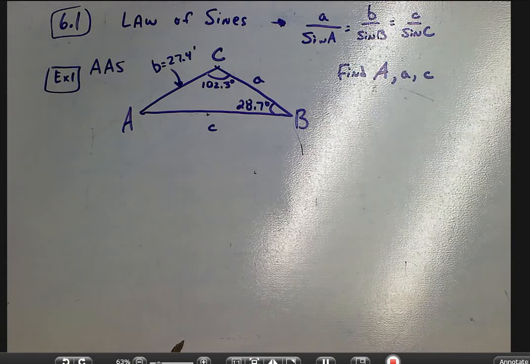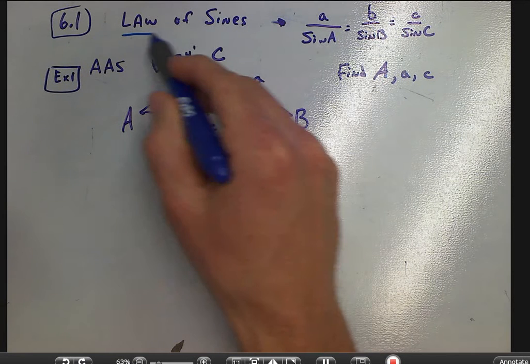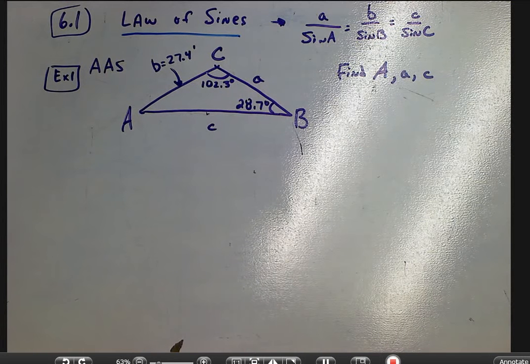Alright, this is the start of Chapter 6, Lesson 6.1. Start with Example 1 here. What we're doing is we're going to solve any triangle. So far, up to this point, we've only solved right triangles by using sine, cosine, tangent things. Now we're going to use what they call the law of sines to help us solve triangles that aren't right angles. They're not right triangles.